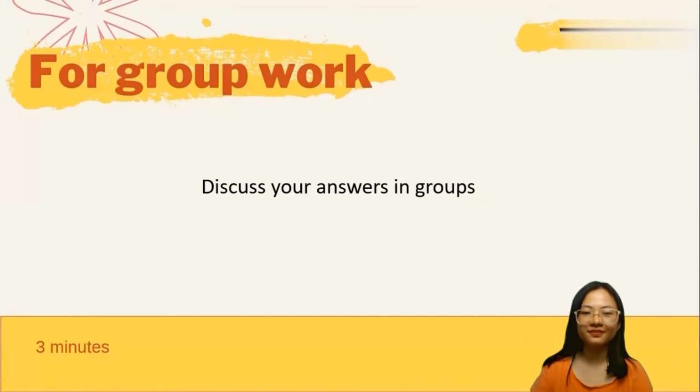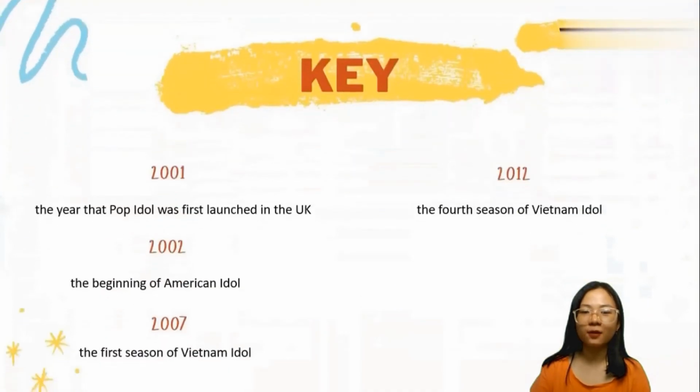Thank you very much. And here is the key. In 2001, the pop idol was first launched in the UK. American Idol began in 2002. And the first season of Vietnam Idol happened in 2007. And 2012 is the time that the fourth season of Vietnam Idol started.